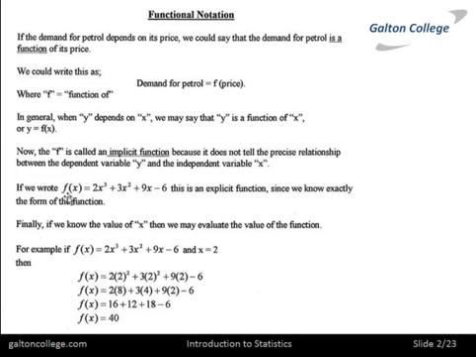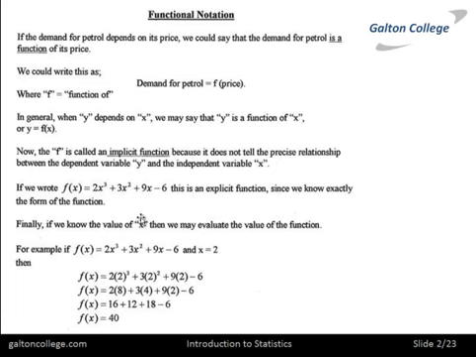Now if we wrote f of x, function of x, is equal to 2x cubed plus 3x squared plus 9x minus 6, this is called an explicit function. Explicit because we know exactly what the function is. There's no secret. This one's out in the open. Up here, y depends on x. That's implicit. We don't know what the relationship is. Down here, we do know. We're told. So that's explicit.